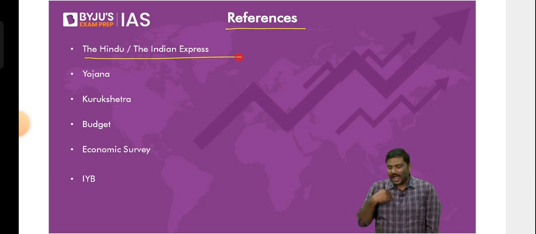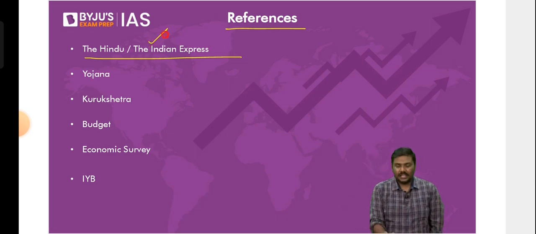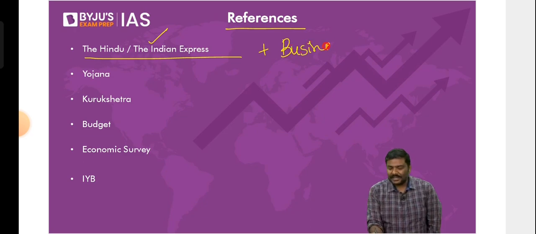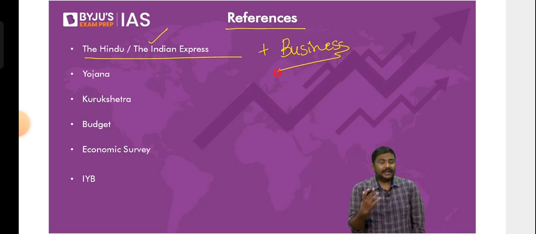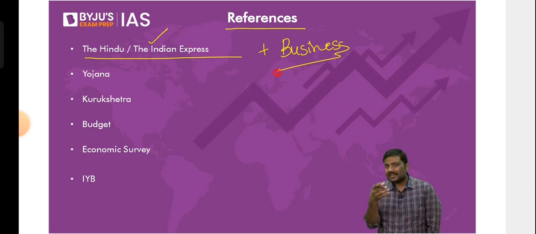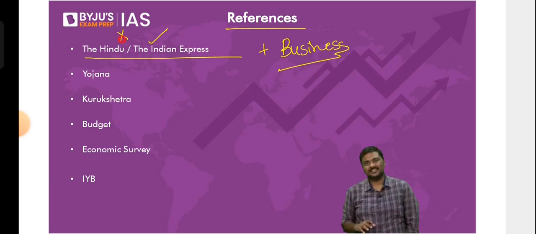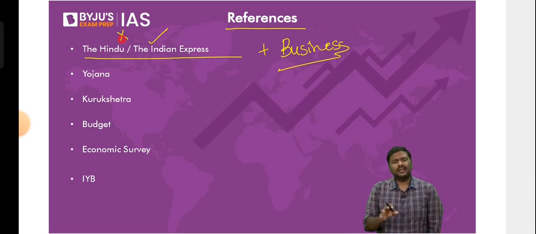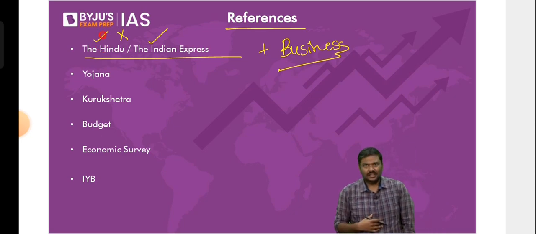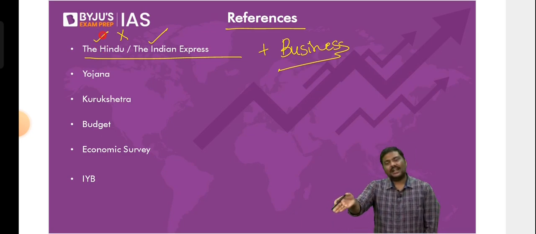And if you ask me, I would strongly recommend that along with one national daily, you read a business newspaper. Not the complete business newspaper, certain articles in it. Why? I'll tell you. Many times, some of the articles which are relevant for UPSC are not covered in national dailies. This is my observation. Some of the articles are very important, but for whatever reason, they are not covered in a national daily.